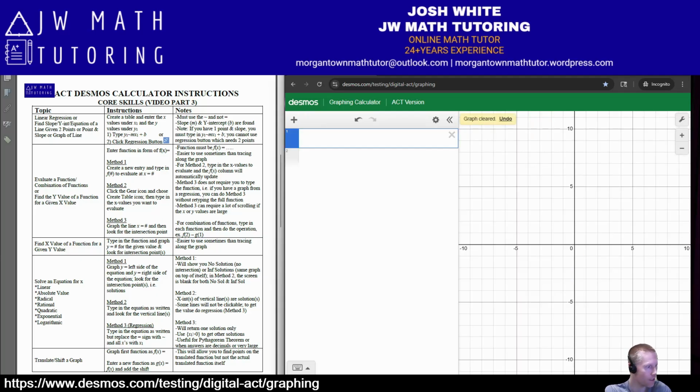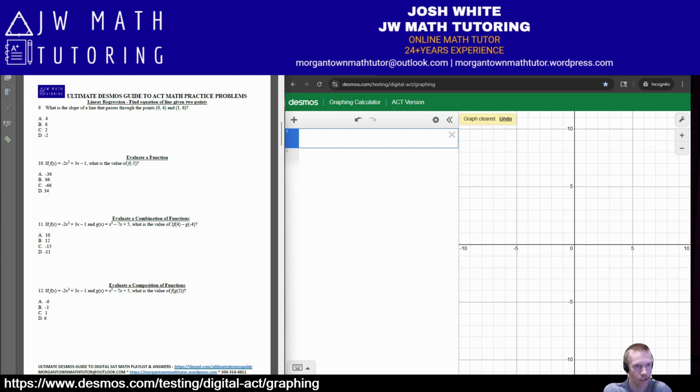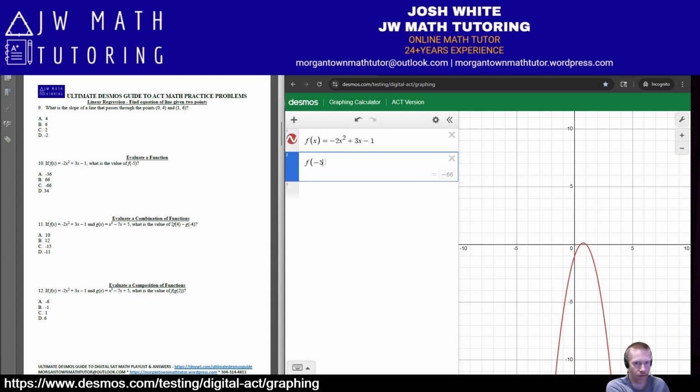All right, so now let's go back to the practice problems. Let's look at example number 10 here. We're just going to do a basic evaluation of functions. Okay, we want to find f of -5. So I just type the original function itself. I do f of -5. It's -66. That's my answer. Correct answer for this one is letter C.